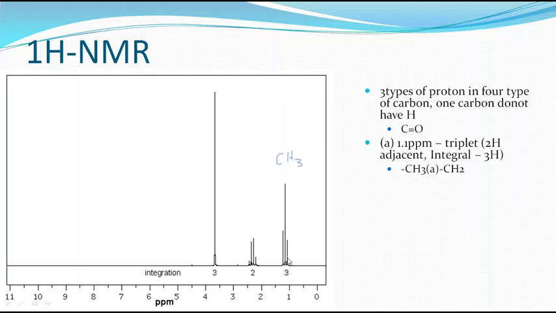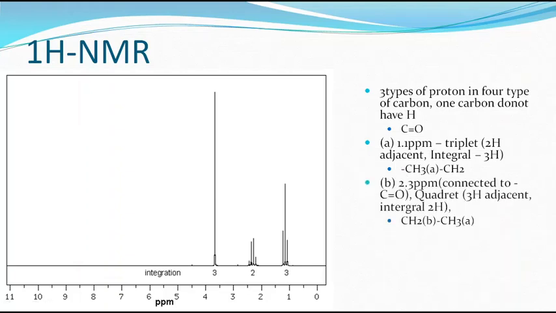CH3 that is split by CH2. This is what the information says at signal A. Let us consider signal B. Signal B, the chemical shift value is 2.3 ppm. It is a typical chemical shift value of protons that are connected to a carbonyl carbon, adjacent to carbonyl carbon.